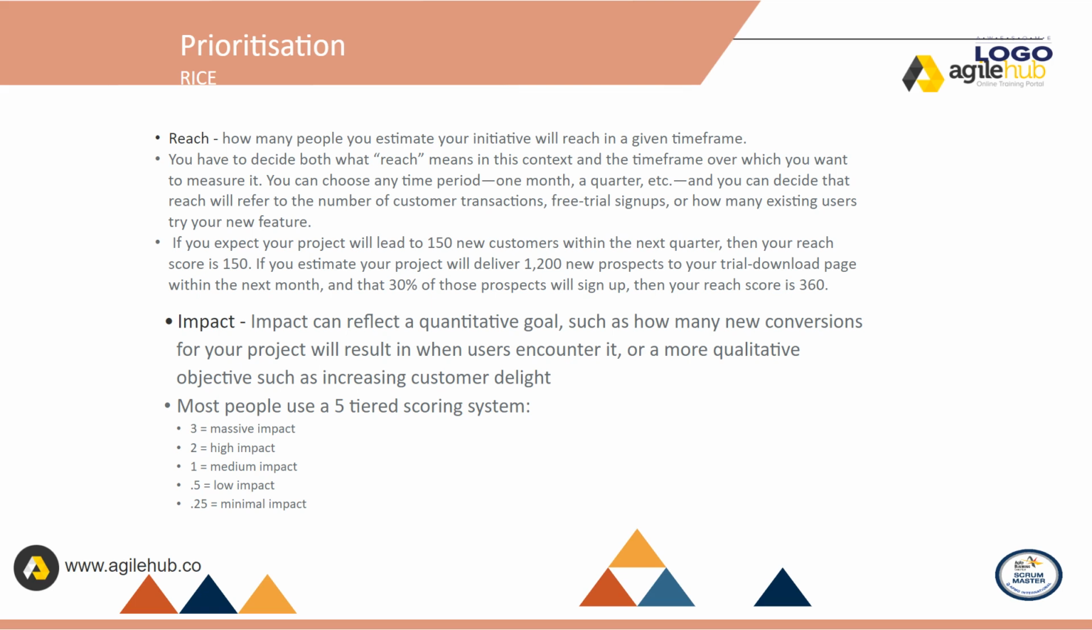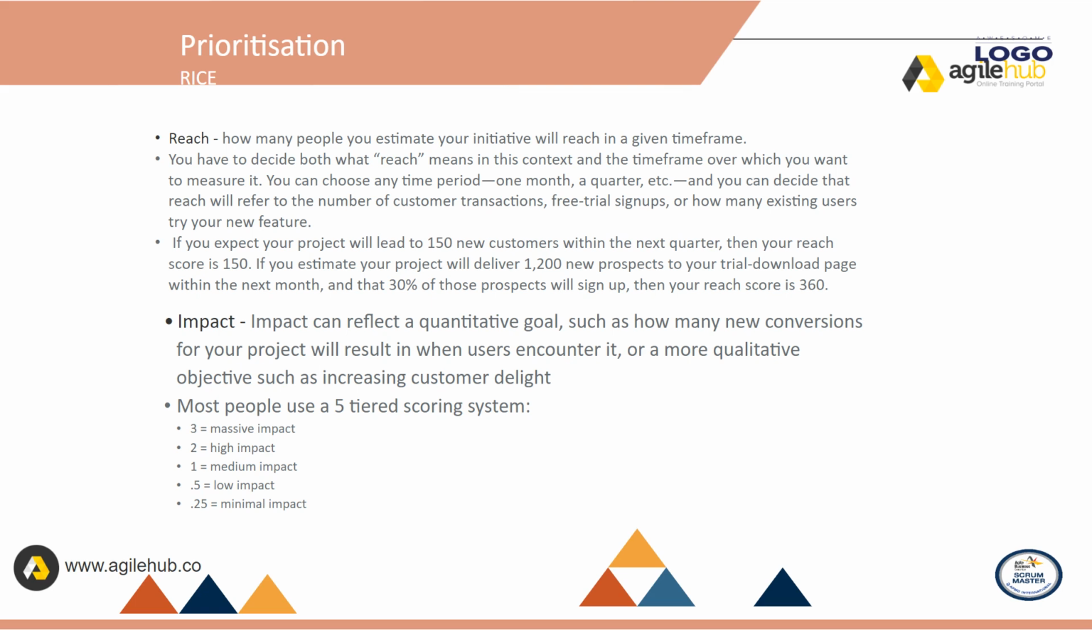If you expect your project will lead to 150 new customers within the next quarter, then your reach score is 150. If you estimate your project will deliver 1,200 new prospects to your trial download page within the next month, and that 30% of those prospects will sign up, then your reach score is 360.